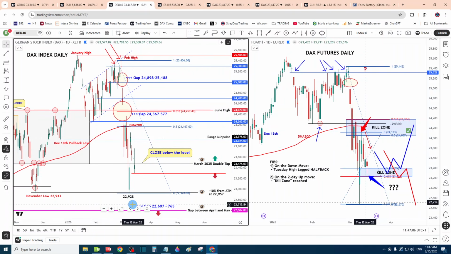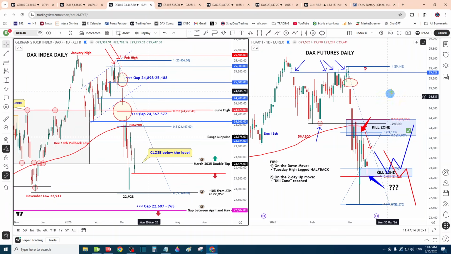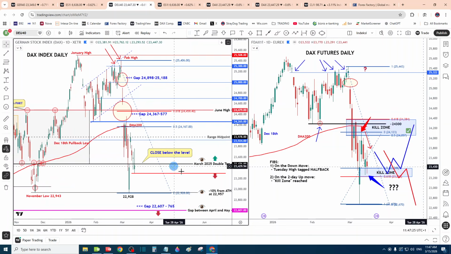Again, gap down into large time frame support, then gap up but into halfback of this down move, and then on the way down, market found support at the so-called kill zone, which is the space between halfback and 61.8. However, what we can see here on a daily chart is on index, market closed below an important level, the March 2025 double top, and made an outside day with big rejection tail.